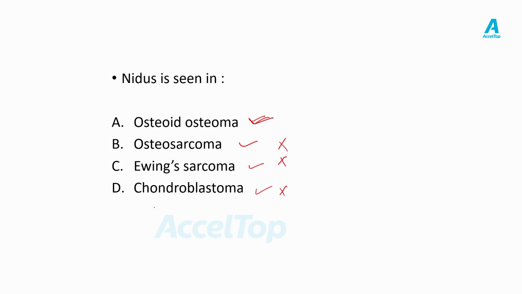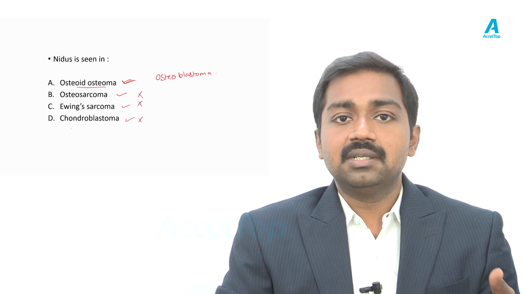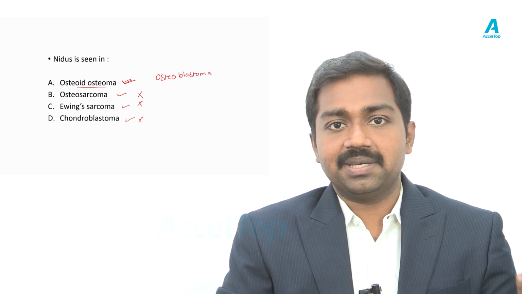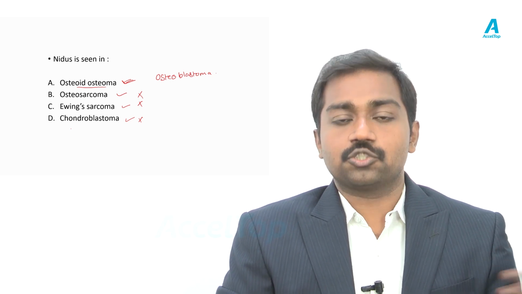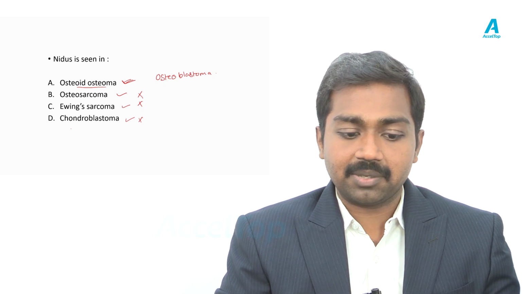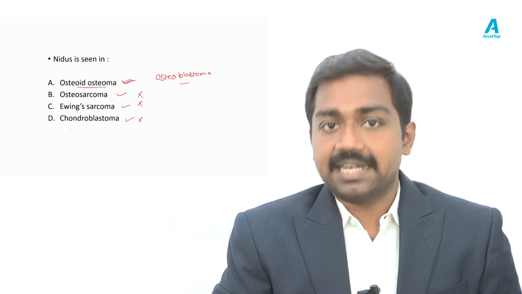With regard to nidus, don't restrict it to just osteoid osteoma, because there is one other condition which can also have a nidus. That condition is osteoblastoma. Both can have a nidus, remember, though we all know by repetition since our second year of MBBS that nidus is seen in osteoid osteoma. Remember, osteoblastoma can also have a nidus in it.